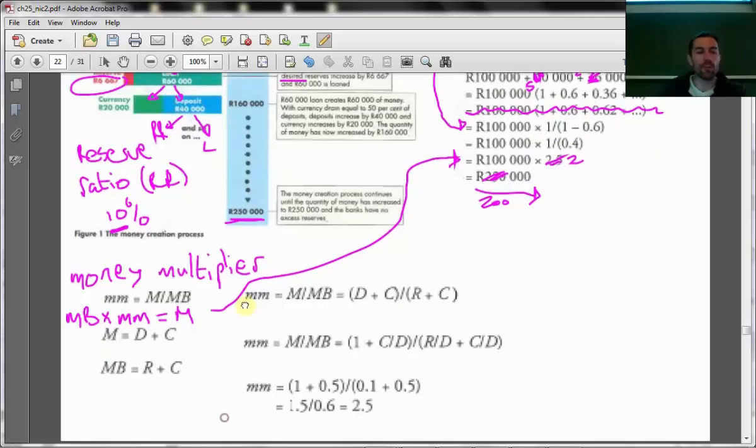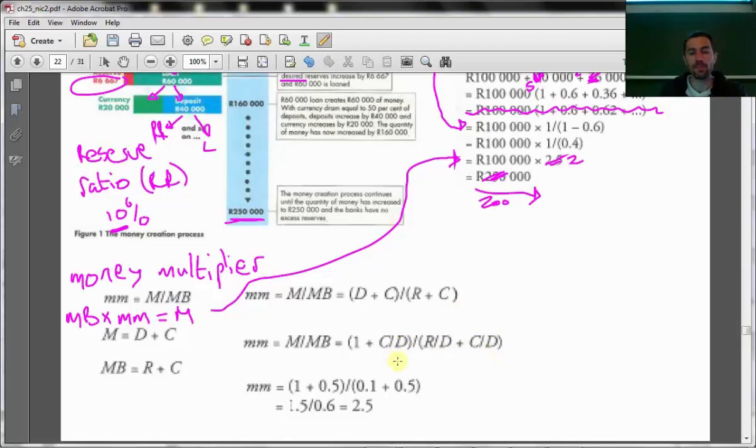Total money supply, if you remember, is made up of deposits and cash. And the money base is made up of reserves plus cash. So therefore we can write our money multiplier equation as deposits plus cash divided by reserves plus cash. If we divide each of these terms by D, by deposits, we end up with 1 plus the ratio of cash to deposits, divided by the ratio of reserves to deposits plus the ratio of cash to deposits.